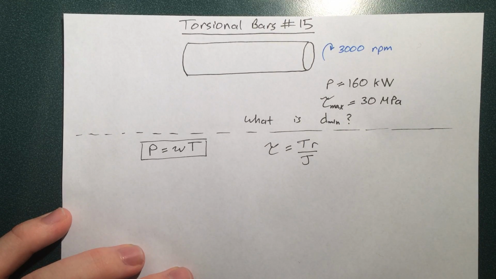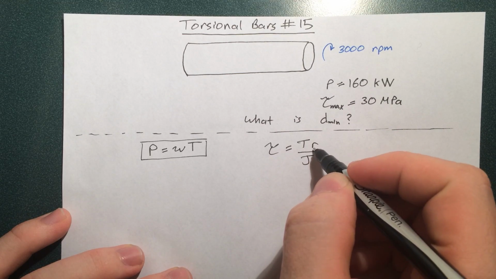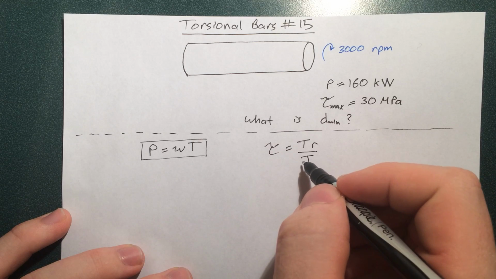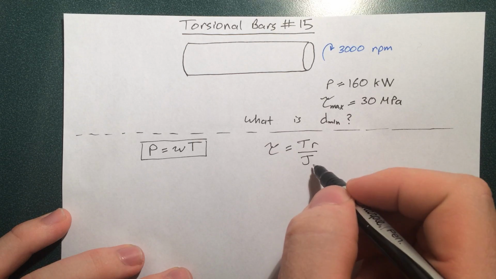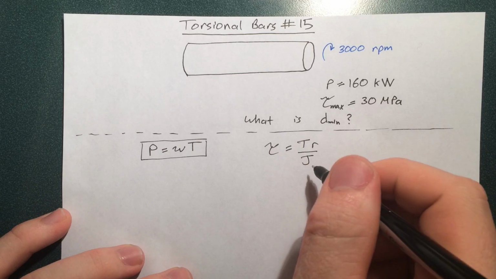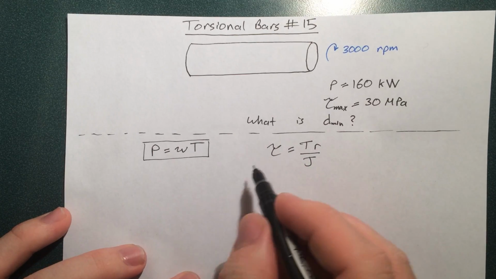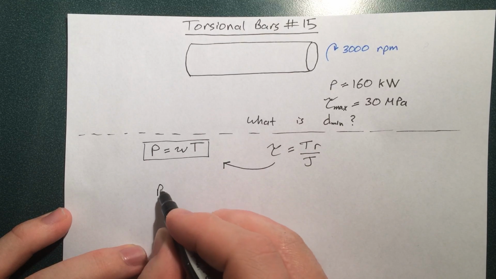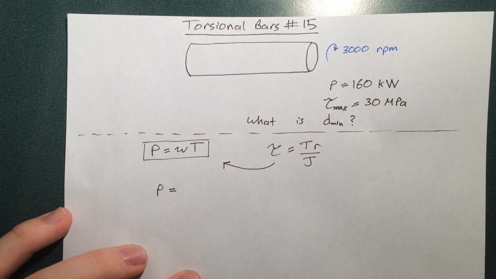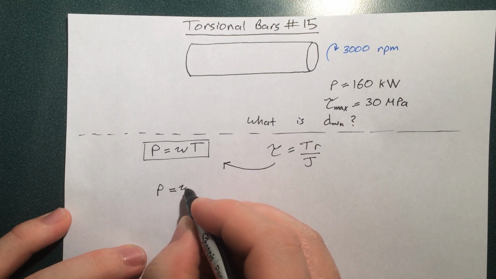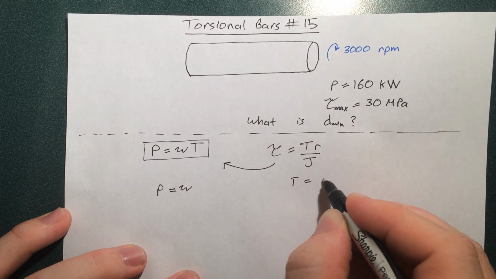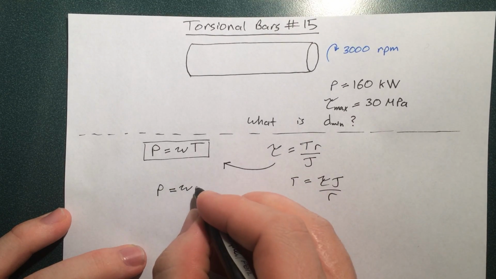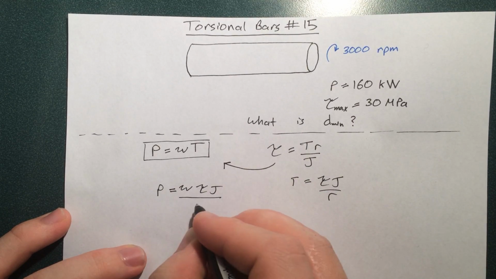And we know that radius is just half the diameter, and J is pi over 2 times radius to the 4, and you can convert the radius to diameter. So basically this is all we need. We can then plug this one into here and say power equals omega T, well T is equal to tau J by R.